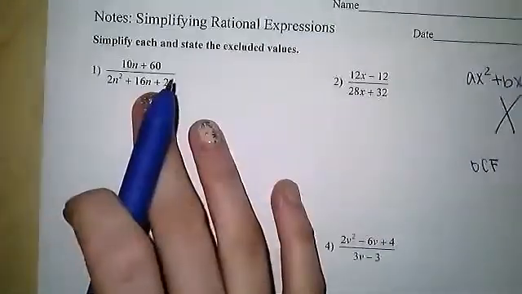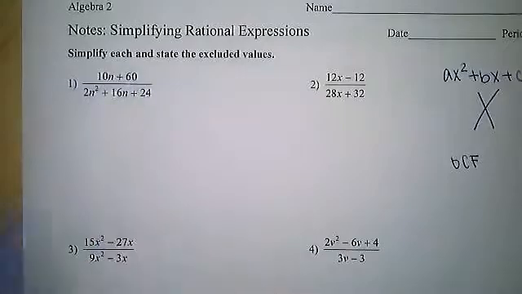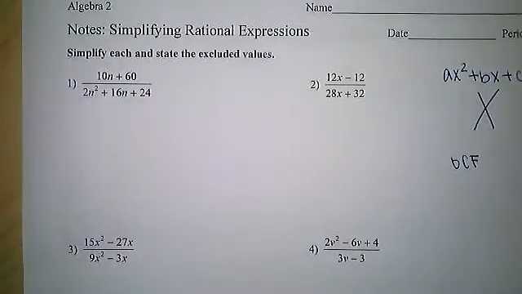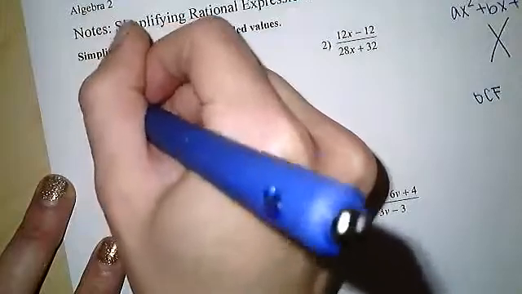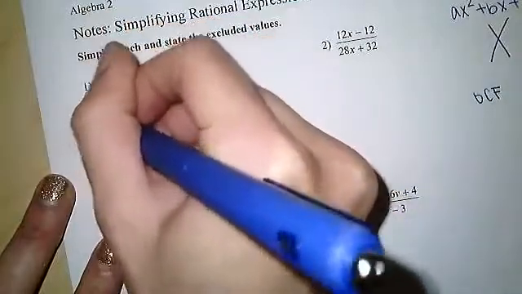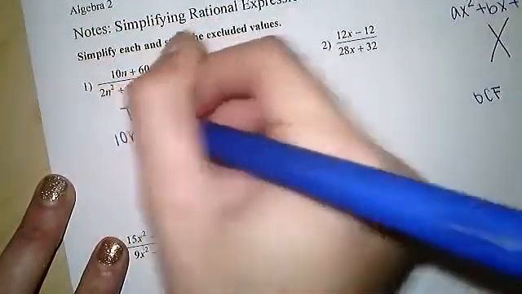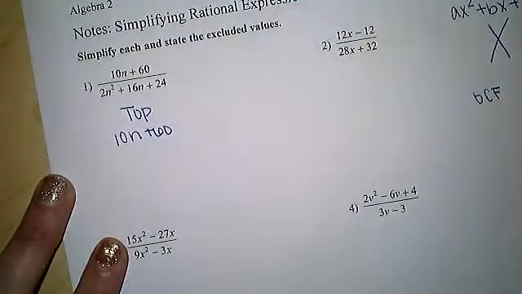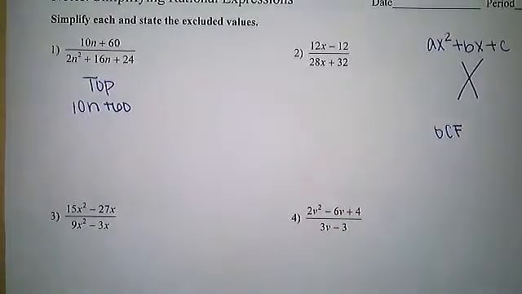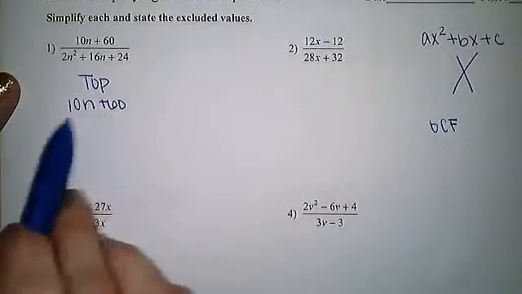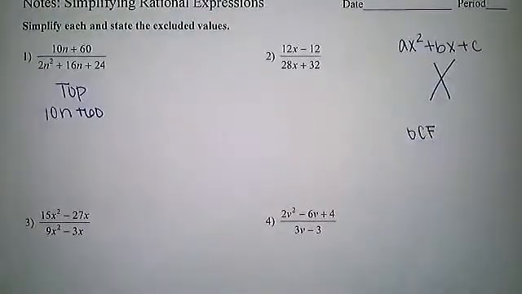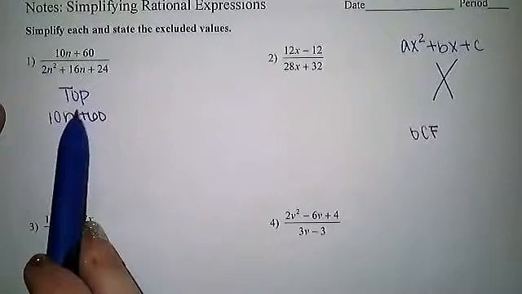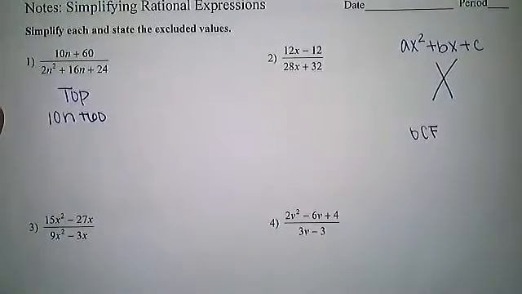So if you looked at this first one, you want to take the top separate from the bottom and try to factor it. Sometimes I'll write the top, 10n plus 60, and then I'll factor the bottom on this side and then put it all together. So these two, since they have only 2 terms, you're going to look for greatest common factor, because it doesn't have a squared term either. So you can't really do anything else with that.